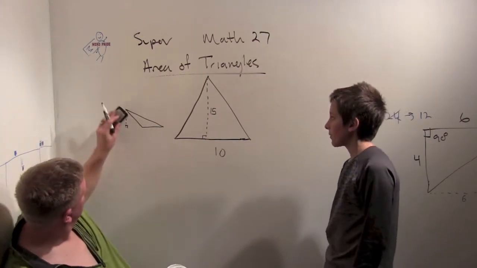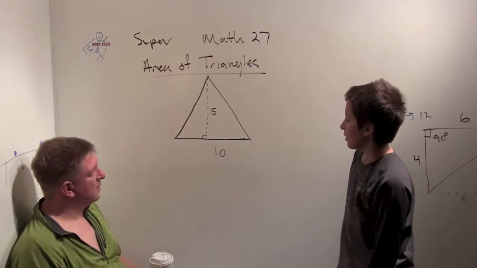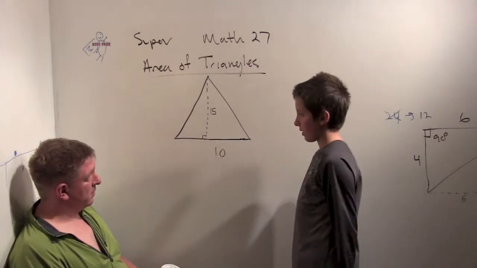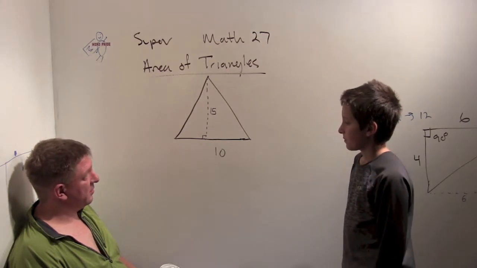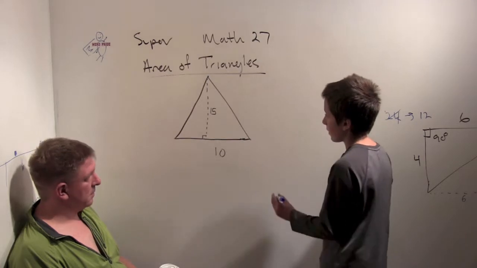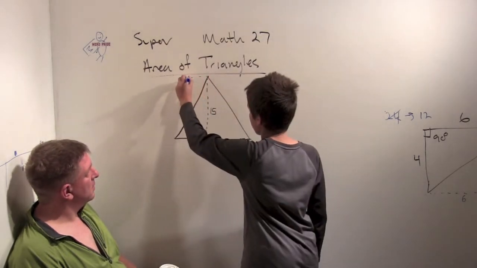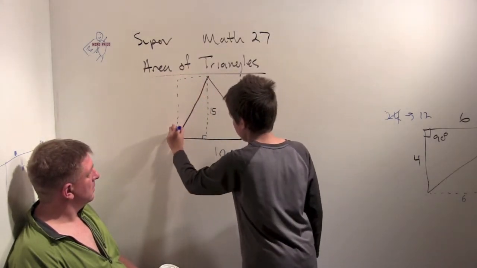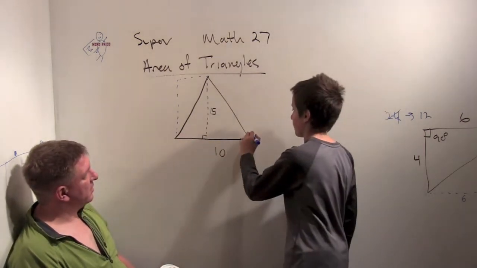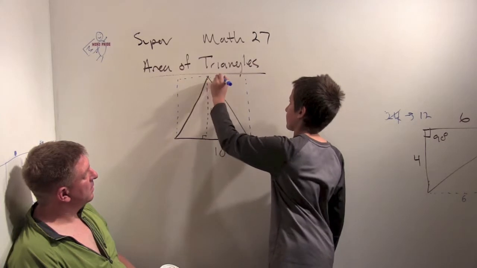So what can we do here? We do have two right triangles that it made. So how did we find the area of right triangles? Well, it's the area of a rectangle with their sides cut in half. Okay, why don't you draw the other rectangle there too?